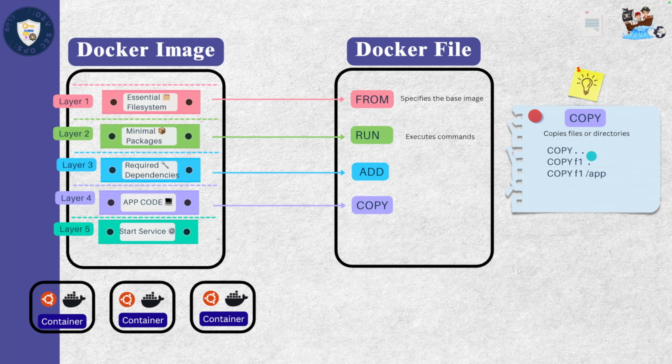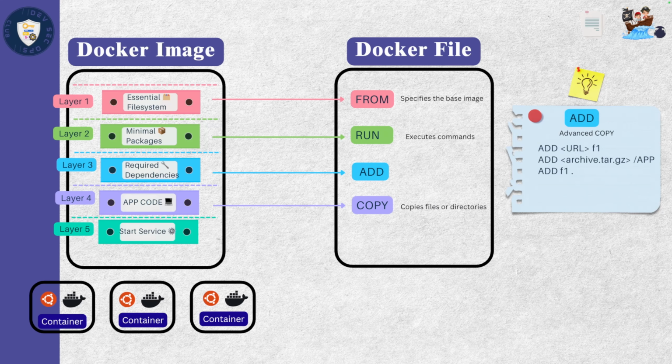In case you want to copy everything, use dot, which we discussed in our Linux part 1. If you want to copy file 1, for example, in the current directory, you could use this. You could see COPY F1, or inside the app, you could also use the COPY instruction to copy your files from your local system to the container file system. That's how we use the COPY command.